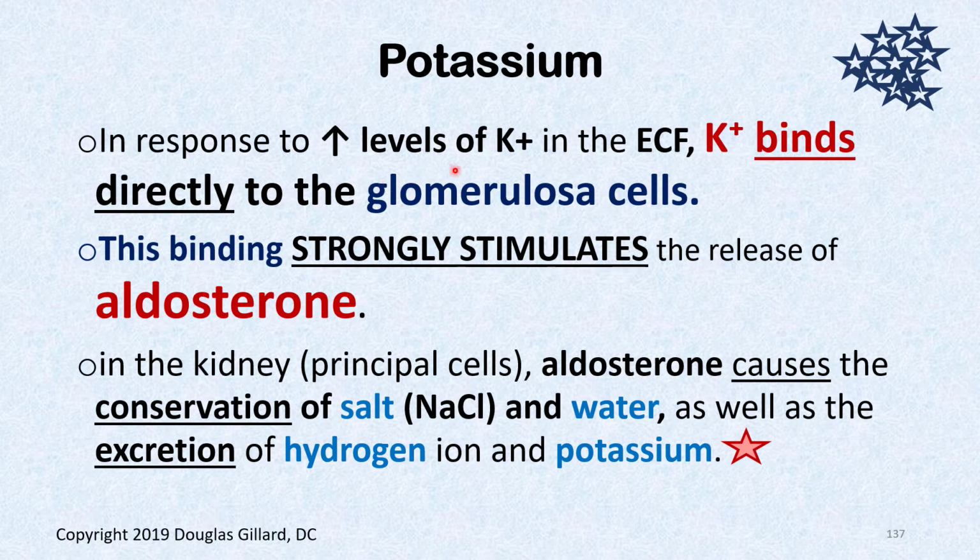All right, in response to increased levels of potassium, potassium binds directly to glomerulosa cells, as I said, and strongly stimulates the release of aldosterone, and we're experts on aldosterone now. That hits the principal cells of the kidneys and causes the conservation of salt. Water comes through the alpha intercalated cells, so you got the conservation of salt and water, and that way we got two molecules going the opposite direction, hydrogen ion, and there's our excess of potassium right there. Kick it right out into the future urine, into the filtrate.